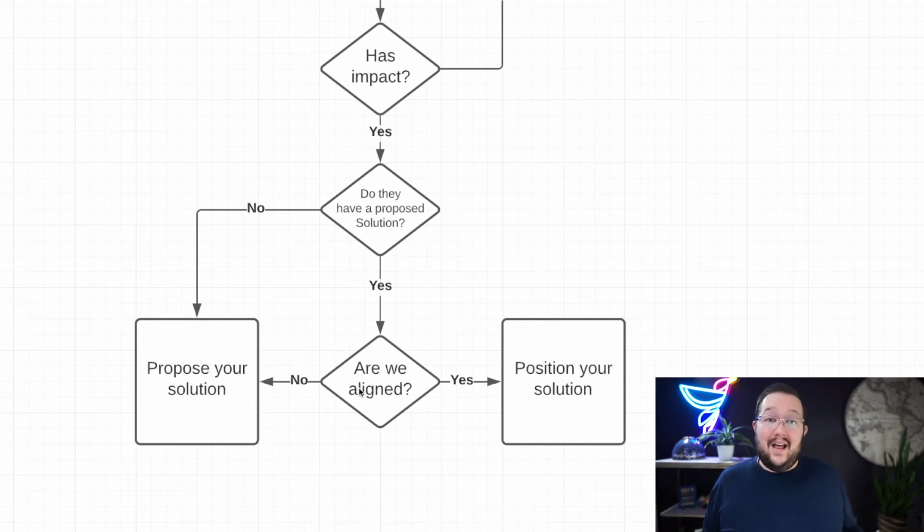Often we're either not aligned or they don't have a really clearly defined solution to that problem. And that's where you're going to propose your own solution. At the end of this flowchart that I've taken you through is the only spot where you pitch. That's important to realize. You're not pitching anytime before.